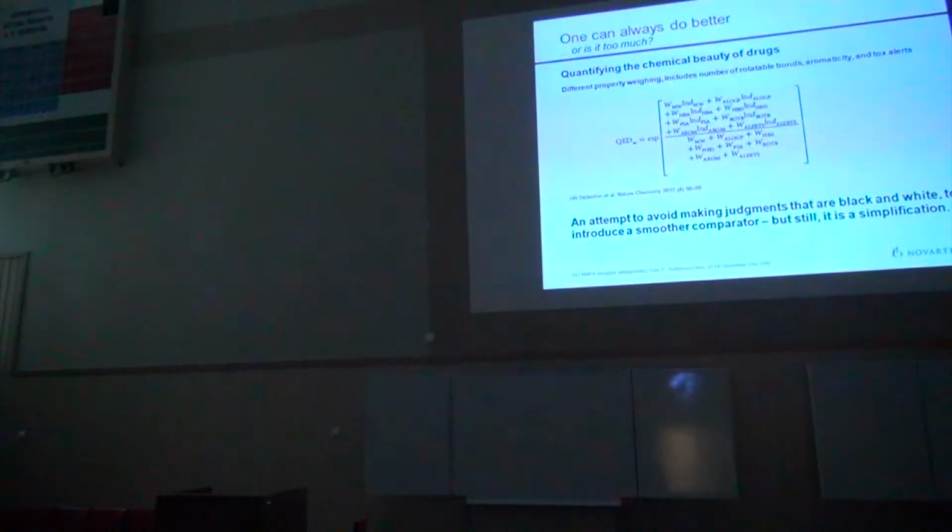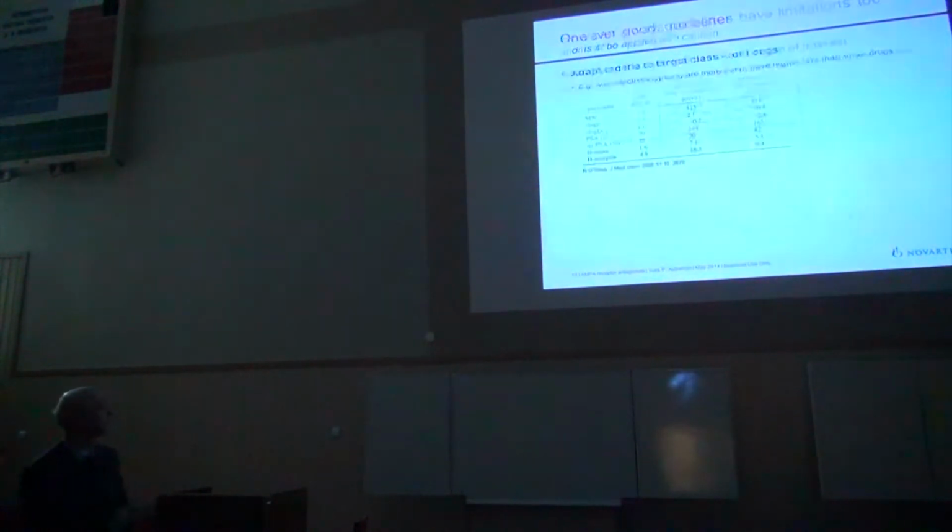And that went to the point that a parameter has been published to try to quantify the chemical beauty of a drug, trying to take all possible parameters into account, including toxicity, physicochemical properties, aromaticity, etc., to give maybe a single value of the chemical beauty of a drug. Practically, it's of limited applicability because it really only allows comparison within one series, and I wouldn't really consider using it in a systematic manner, but it's an attempt to avoid making judgments that are too black and white and try to introduce a smoother comparator in this comparison.